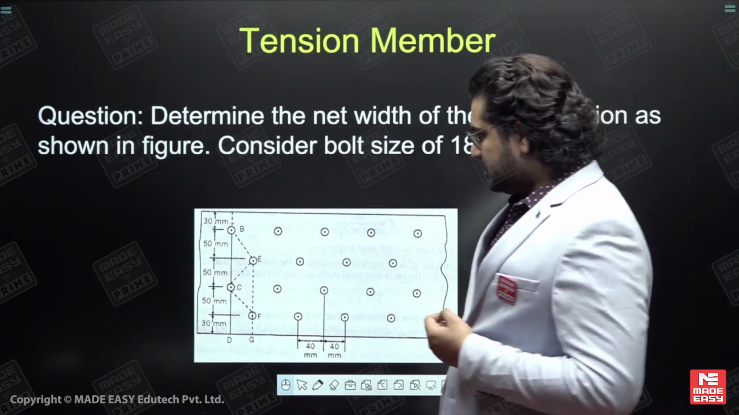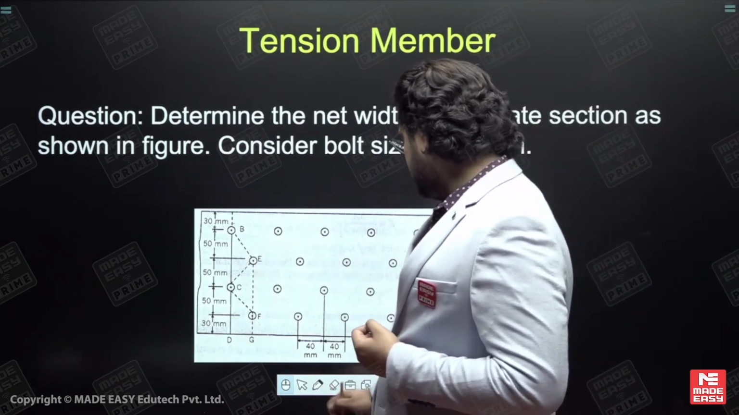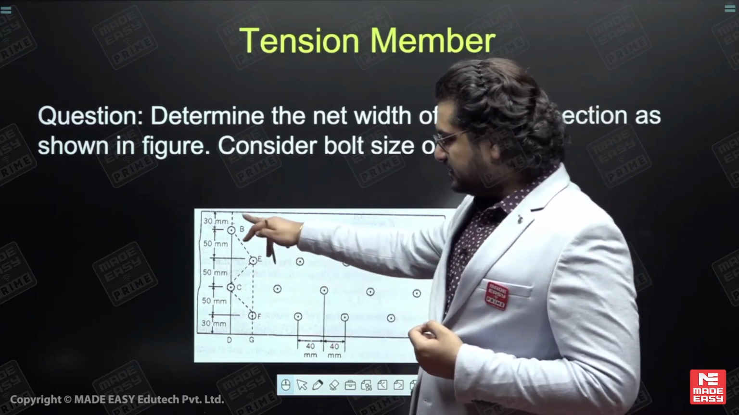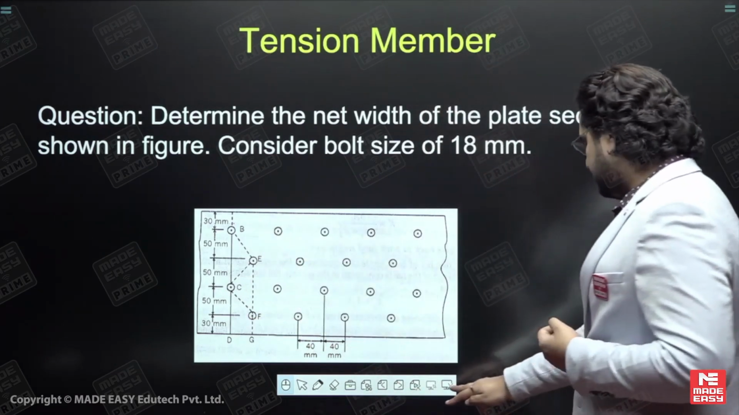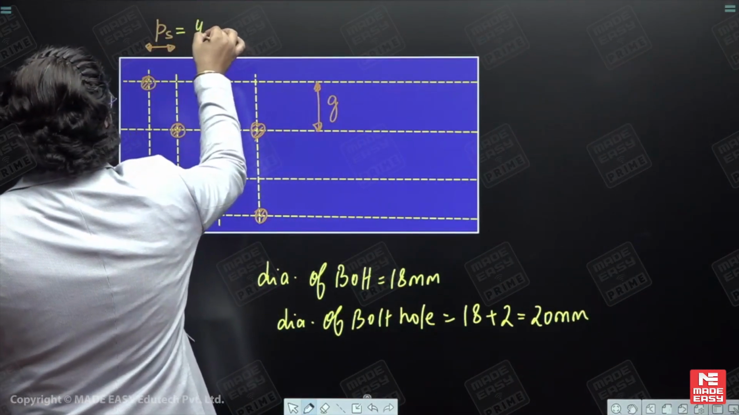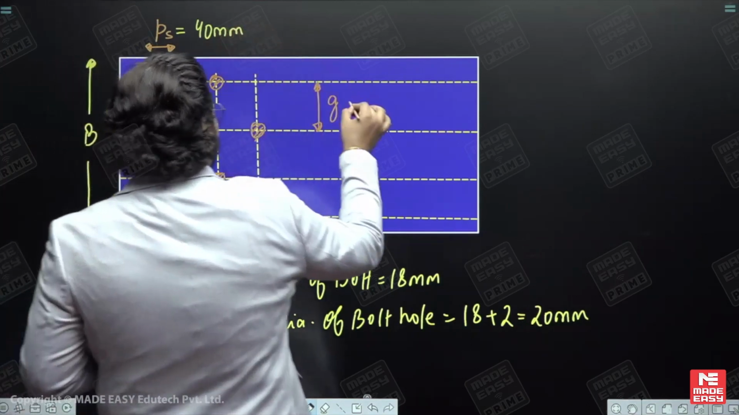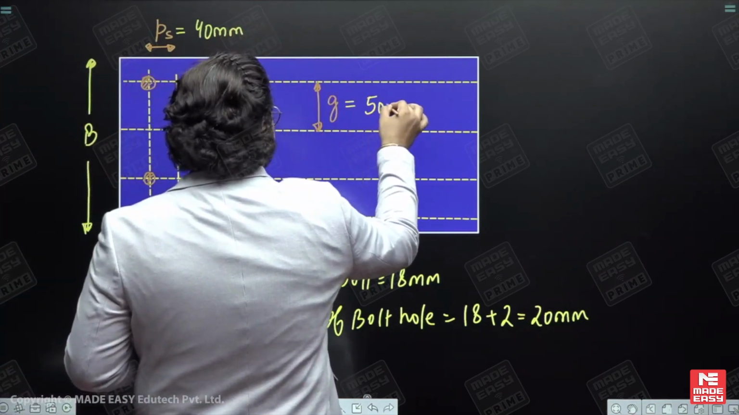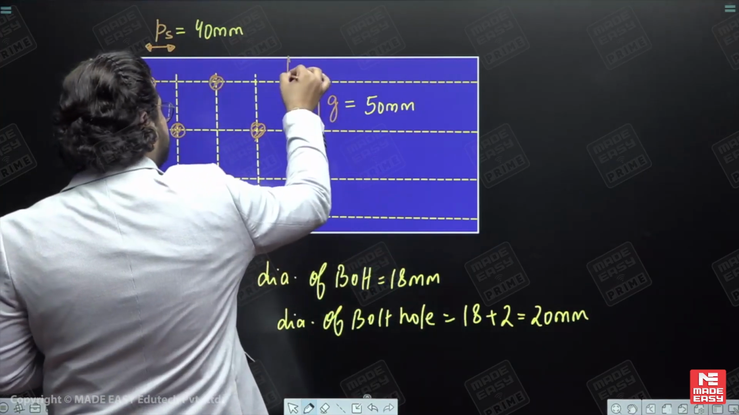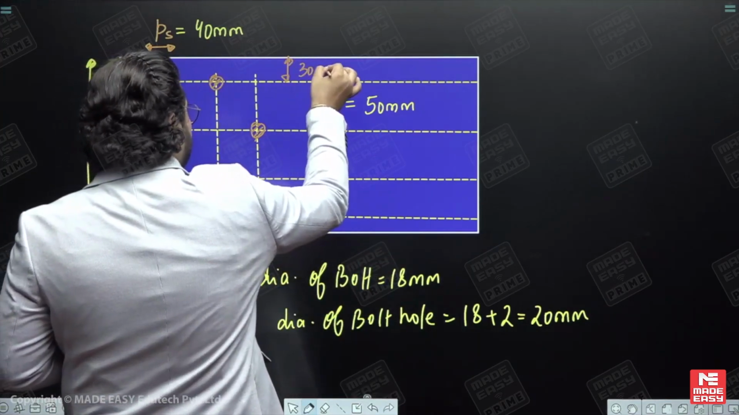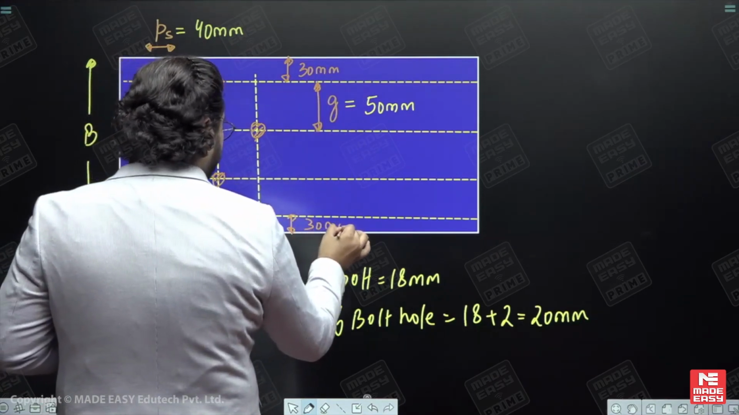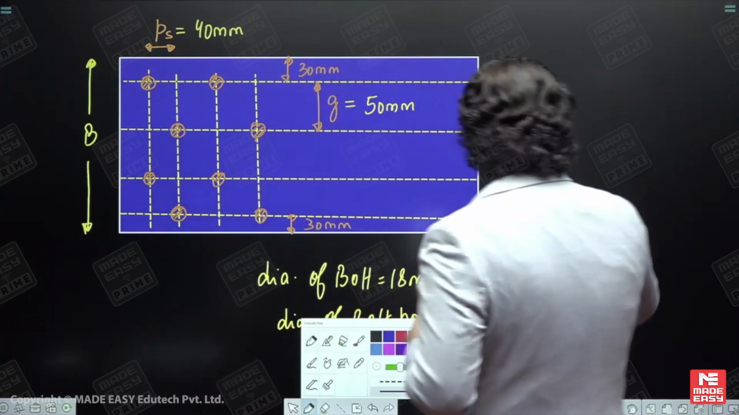So the pitch distance, as you can see, how much is it? You can see from this diagram, it is given as 40 millimeters, while the gauge distance is how much? 50 millimeters. This pitch distance is given as 40 millimeters and this gauge distance is 50 millimeters. What about the end distances? End distance is given as 30 millimeters.